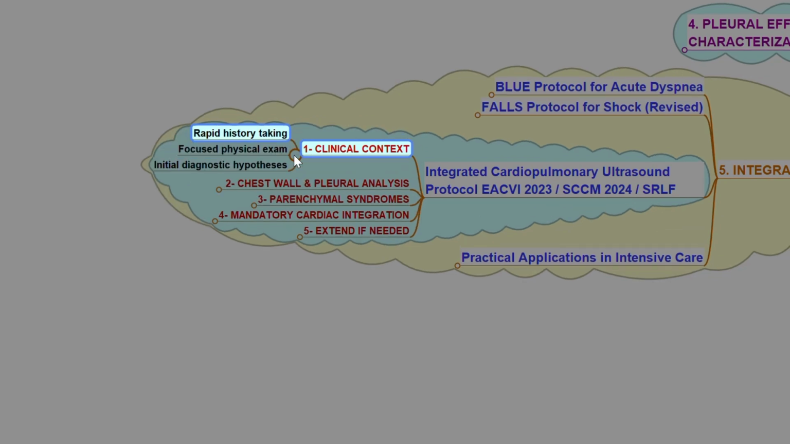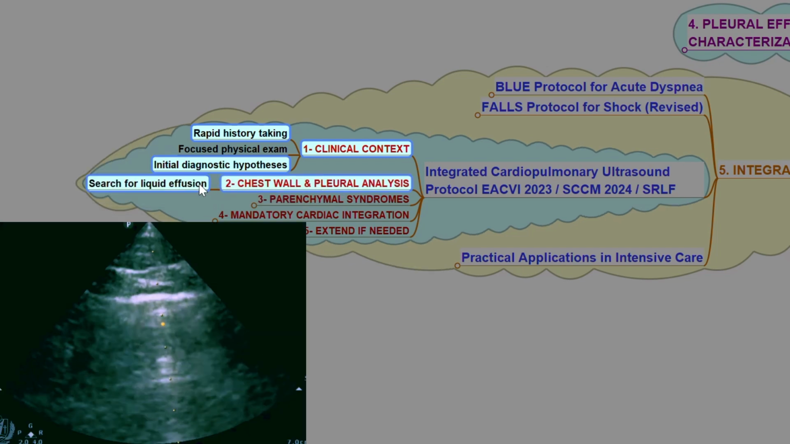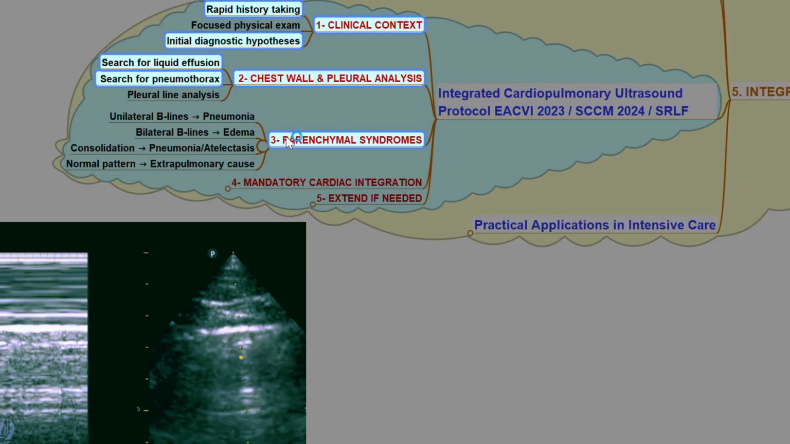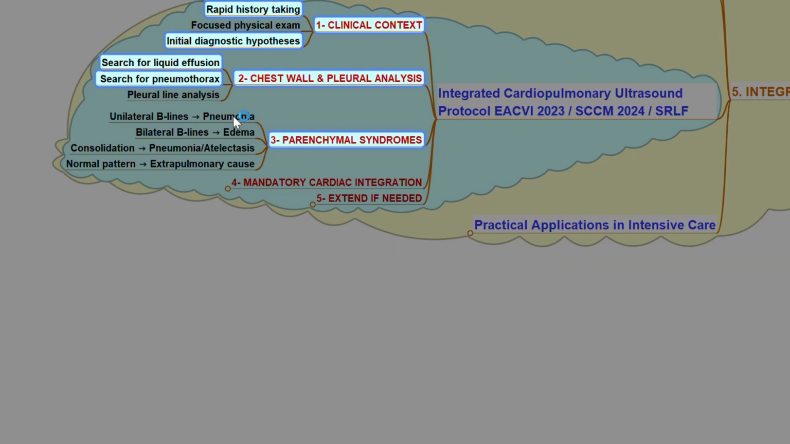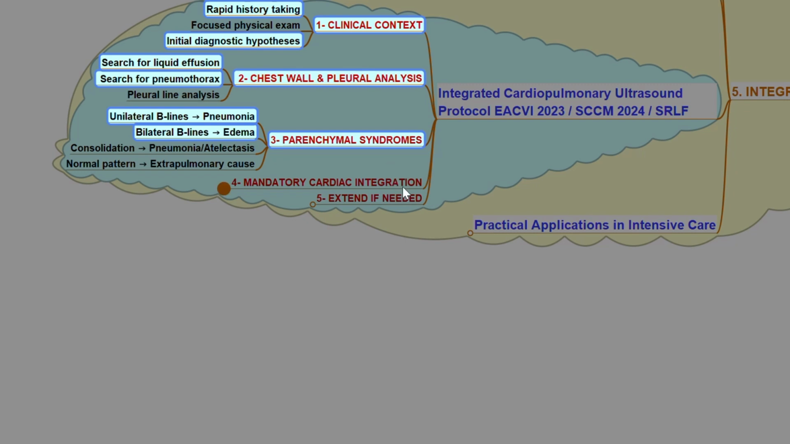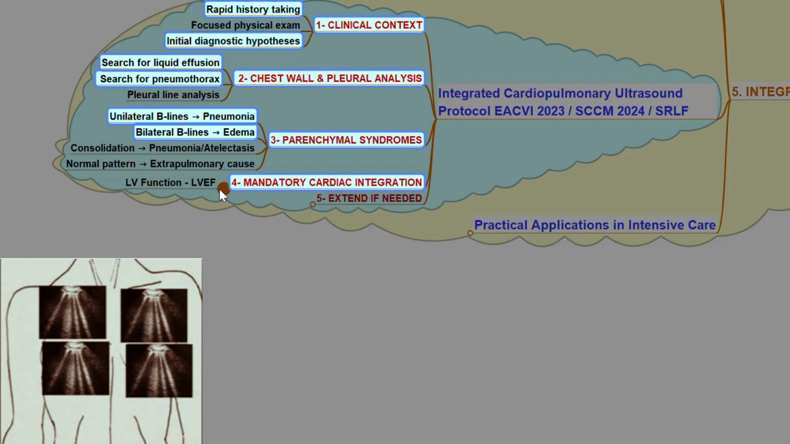Then you perform a pleural ultrasound. The goal here is to rule out a gas or liquid collection, meaning pneumothorax or pleural effusion, that could be causing the distress. After that, we move on to examine the lung parenchyma, and we'll have three situations. If we see B lines on one side, it's probably pneumonia. If we have bilateral B lines, this indicates interstitial syndrome.